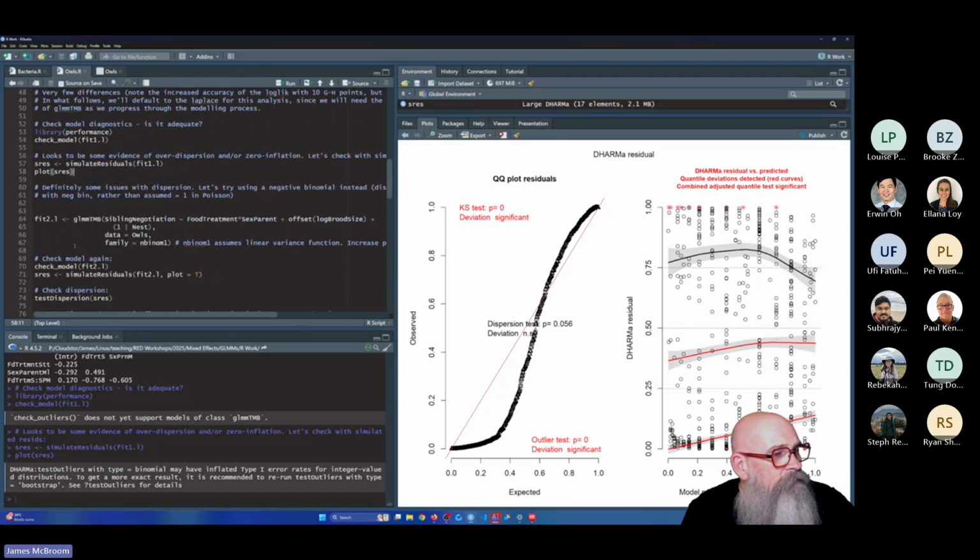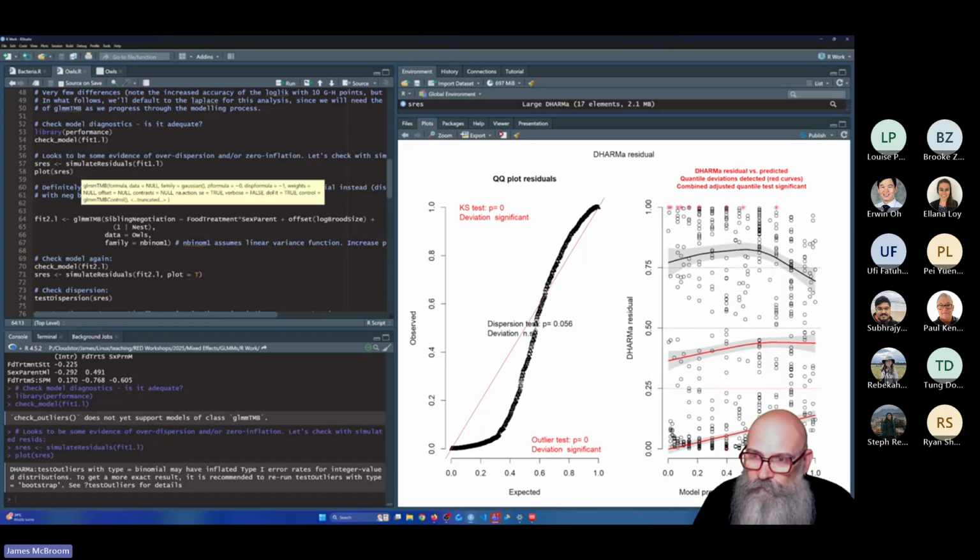Okay, so we've got some issues. We've got dispersion issues, so that's the one we'll deal with first. We're going to treat the dispersion. It's common practice when you've got over dispersed Poisson or count data to try what's known as a negative binomial model. In glmmTMB, there are different versions of the negative binomial that correspond to different parameterizations of how the dispersion parameter is allowed to vary with the mean.